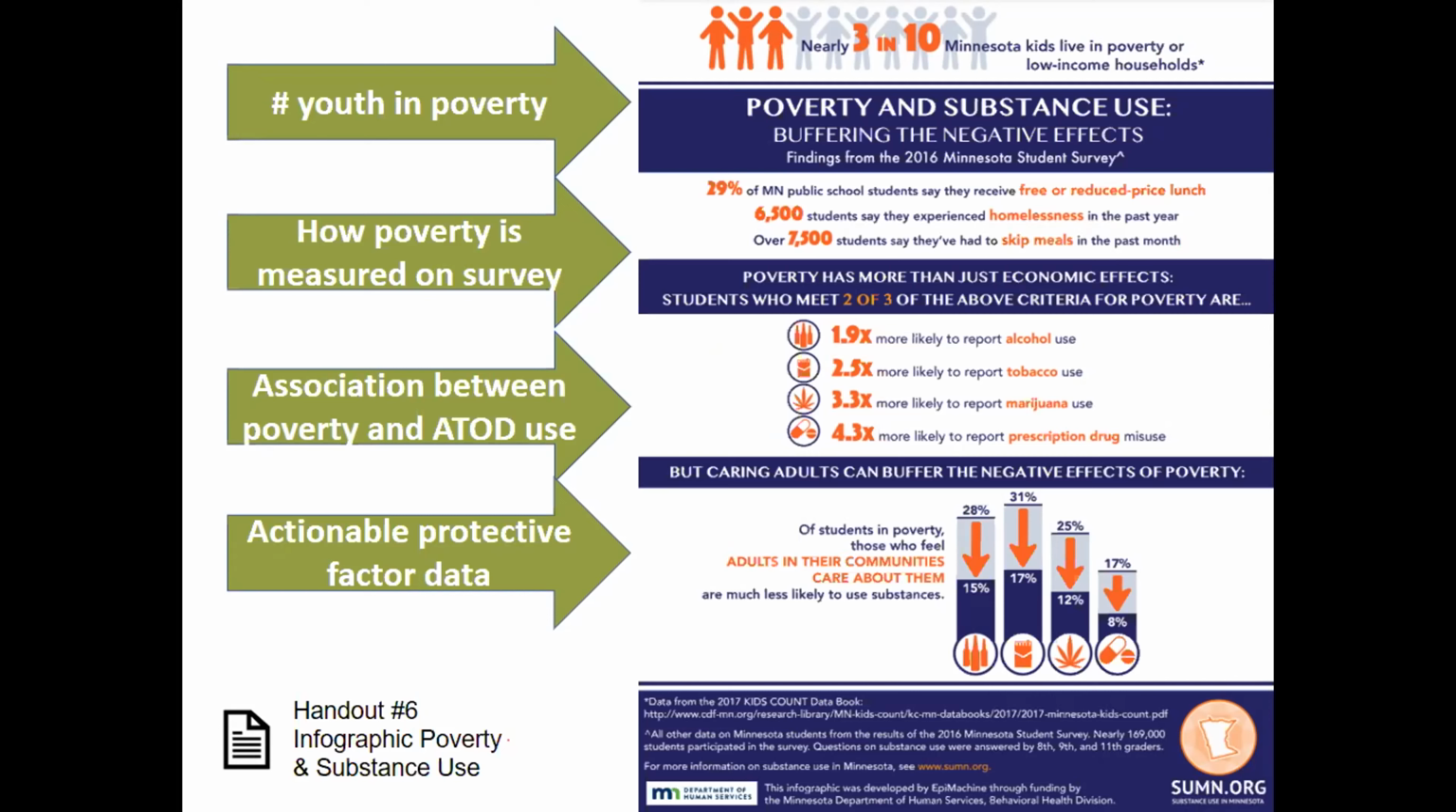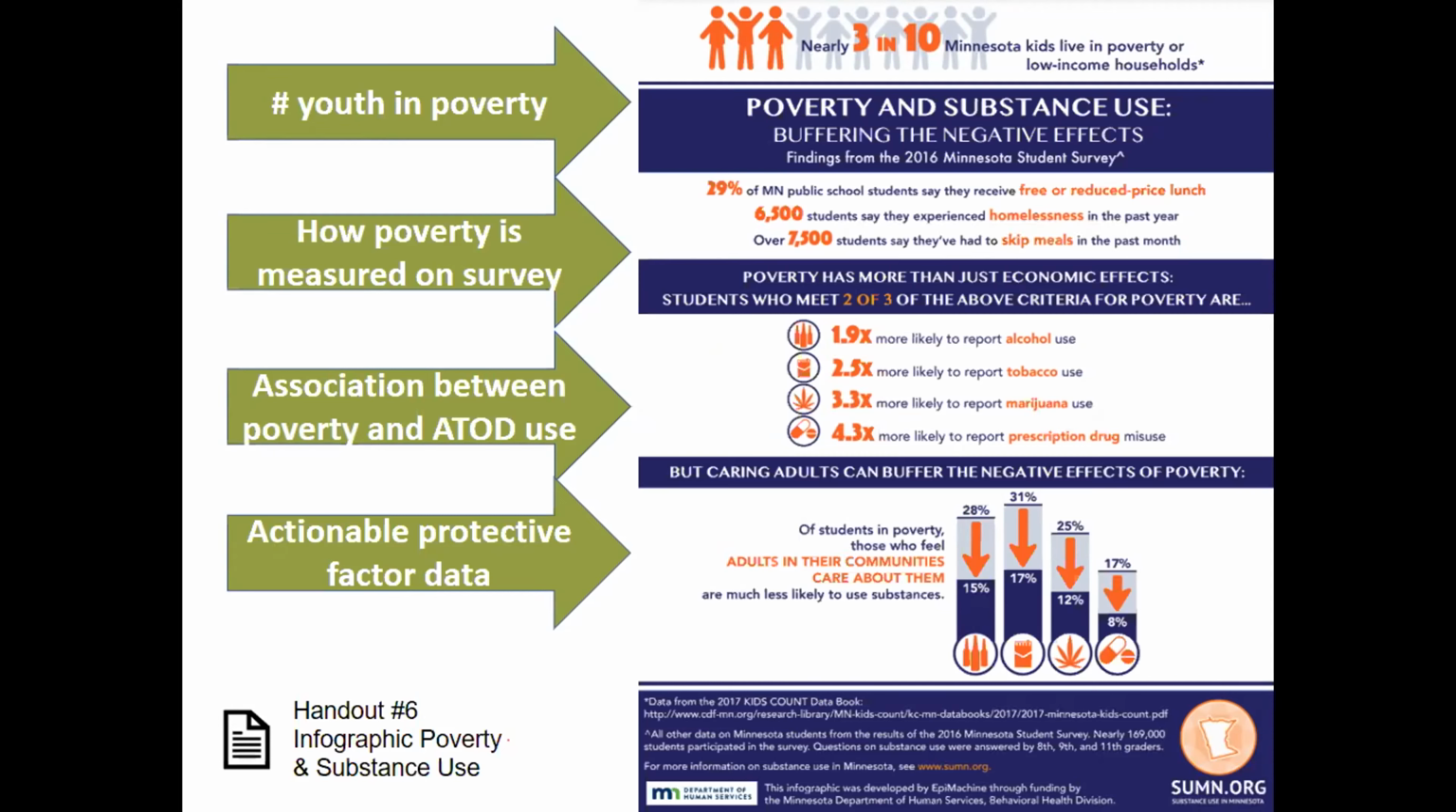So in this case, we wanted to share information about poverty and substance use. So in order to provide that background context, it was really important that we identified the number of youth in poverty, so that grounding context. It was also important to be very clear about how poverty is measured in our survey, what it does and doesn't include. And then the why does it matter to this audience? So creating that clear, explicit link between poverty and ATOD use.